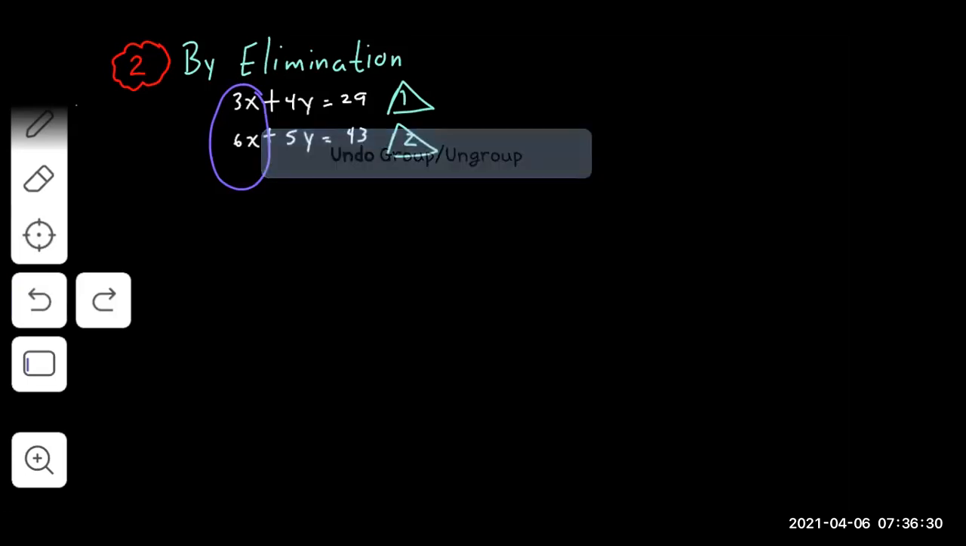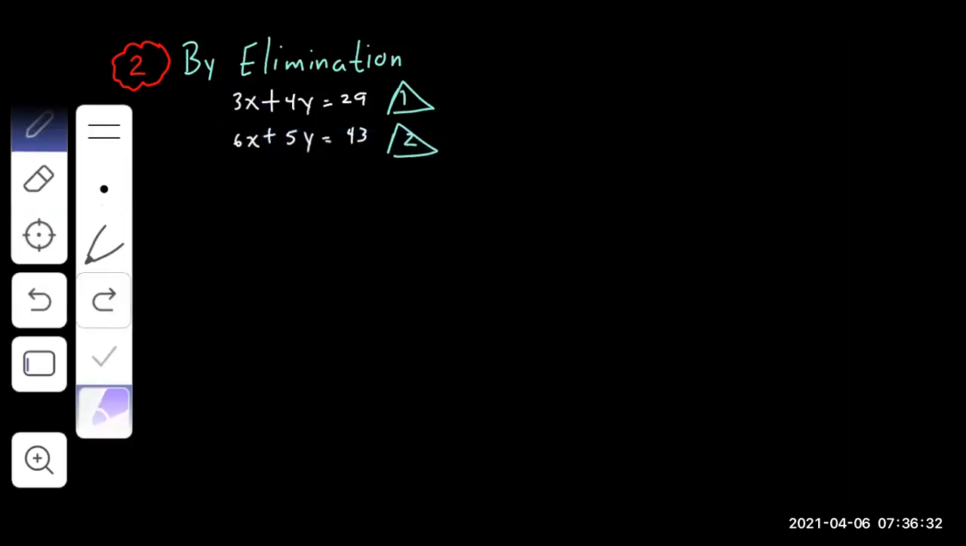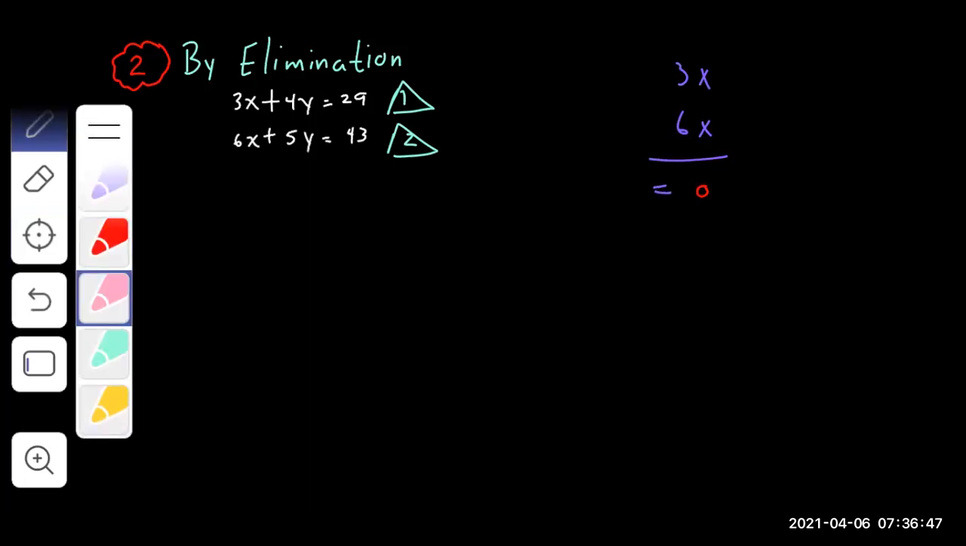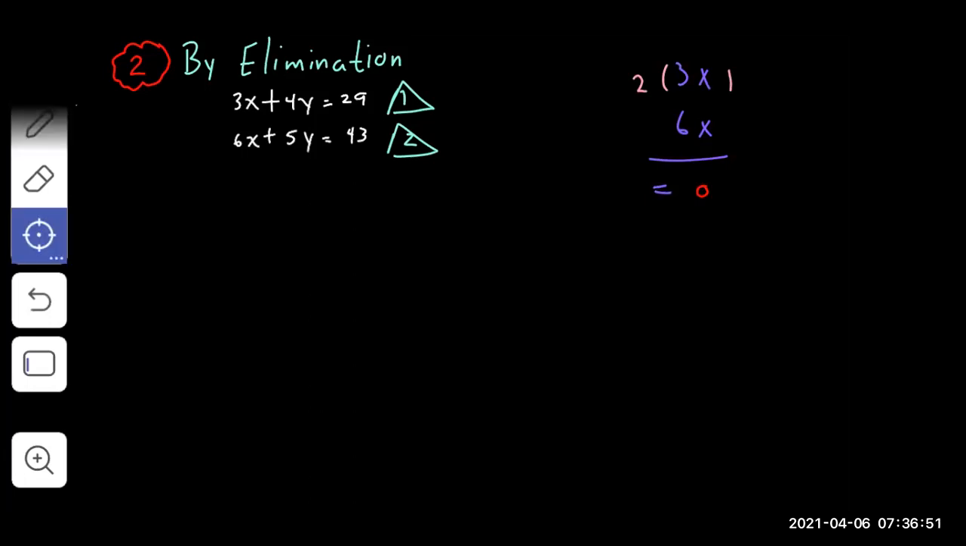Let me just copy that again here. I'm gonna copy here 3x's, 3x's, and I have 6x's. Again, my goal is to get 0. And how do we do that? What number should I multiply 3 by so I can get 6? Times 2. And I need one of them to be negative, right?